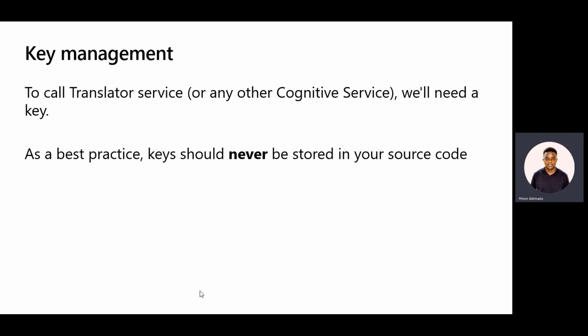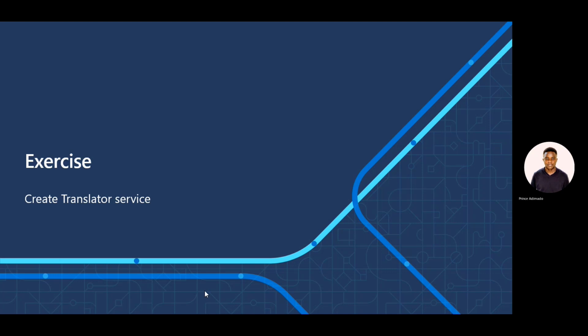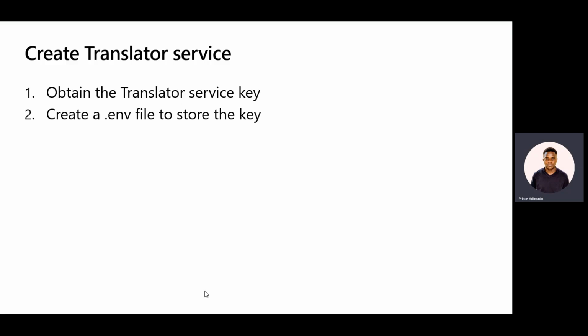You have to hide the keys inside what you call a .env file. Then we put the .env file into a .gitignore file, so that when you push to GitHub, it will not be exposed, right? That's what you have to do. So let's go to the translator service. We will obtain a translator service key and create the .env file to store the key. Let's jump straight into it.